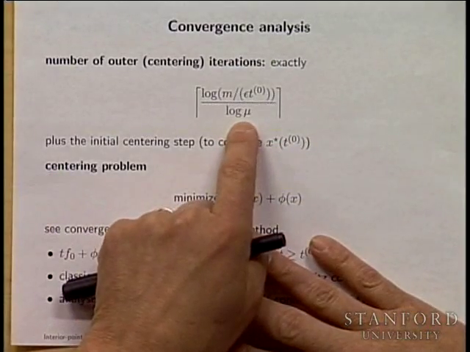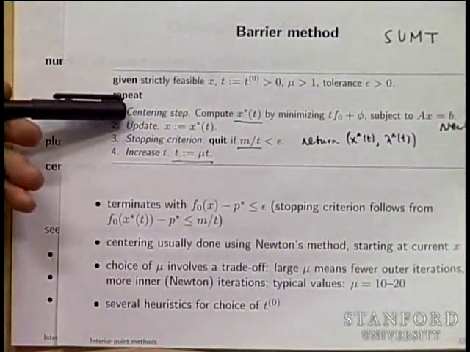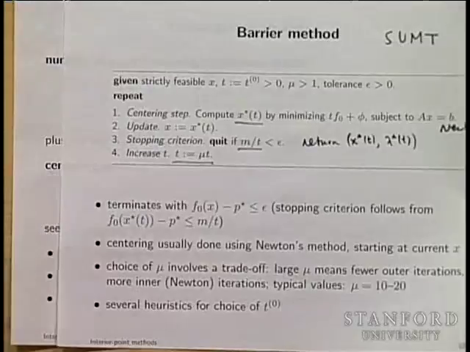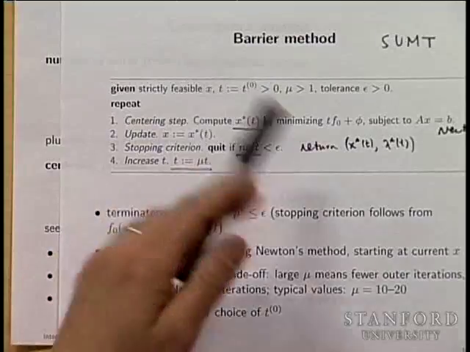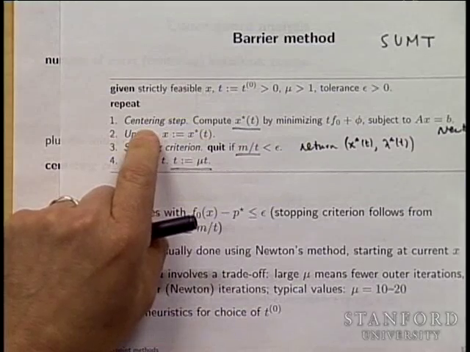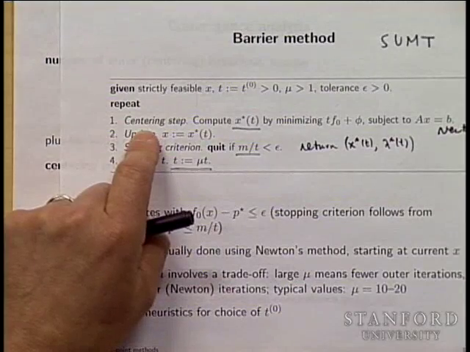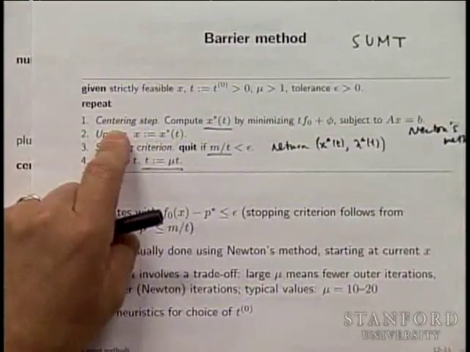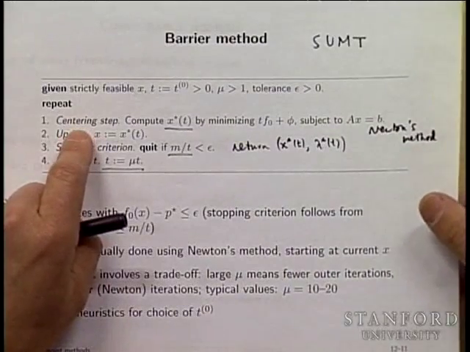Now, the number of outer steps, by the way, are called centering steps or outer iterations, whatever it is. It should be clear that there's lots of stuff you could save here. For example, when you do a centering step, you don't have to compute x star of t to 16 significant figures. That's totally clear, because this whole thing is just a method to guide you towards the solution. So you don't have to do full centering.